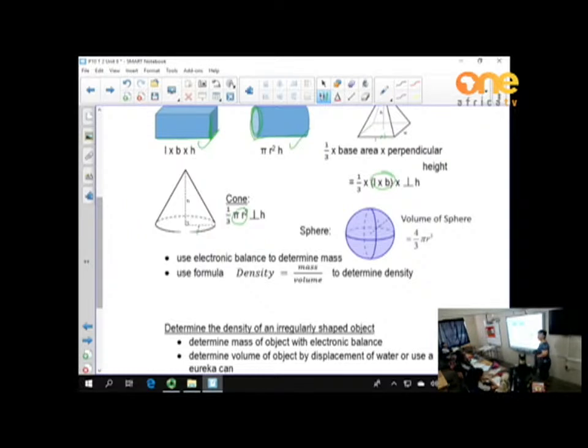People, this line there means perpendicular. All right, what does perpendicular mean? At 90 degrees. Volume of a sphere is 4/3 times pi r cubed.